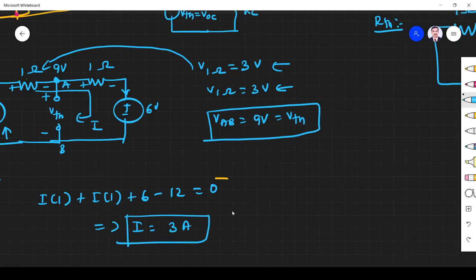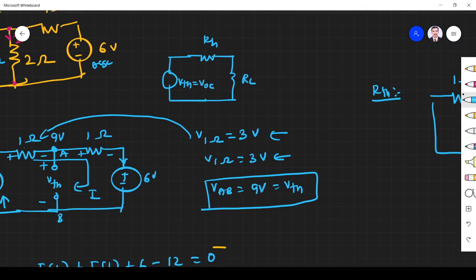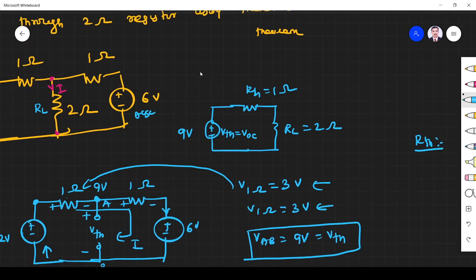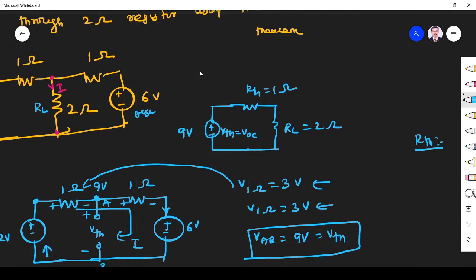What is our equivalent circuit? I told you the equivalent circuit will be this one. So we found V Thevenin is 9 volt, right? R Thevenin is 0.5 ohm, RL is 2 ohm, right? So what they ask: the current through the 2 ohm resistor, right?